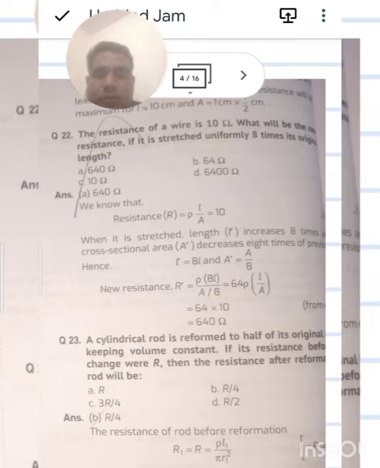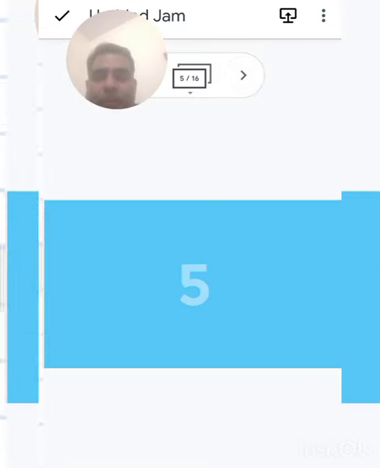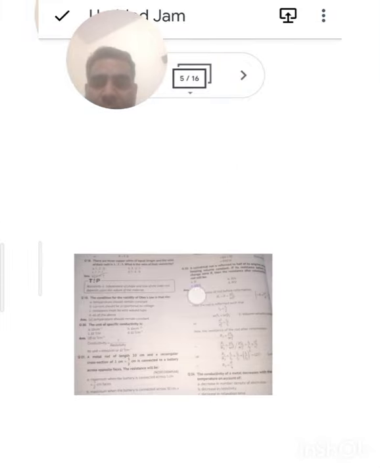Now the next question says a cylindrical rod is reformed to half of its original length, keeping volume constant. If the resistance before the change was R, what will be the resistance after reformation of the rod? Okay, let's see the answer.